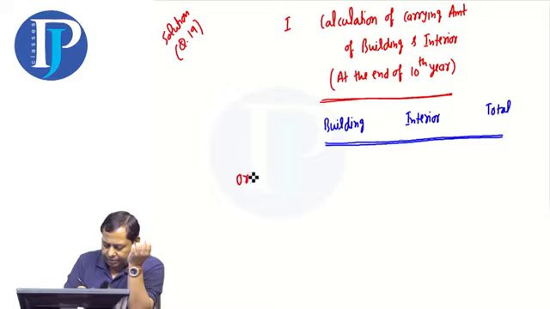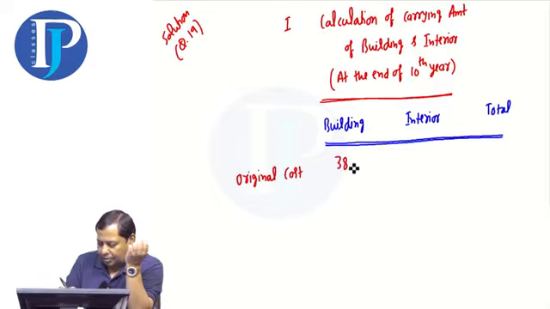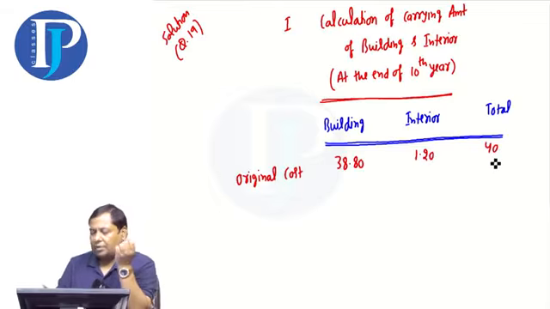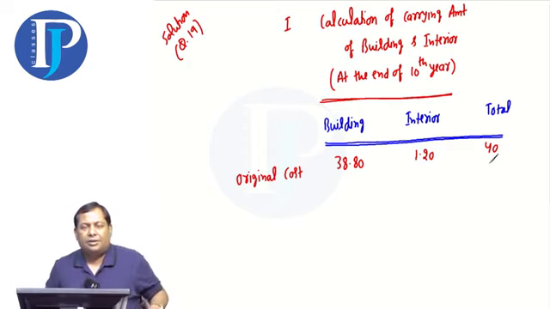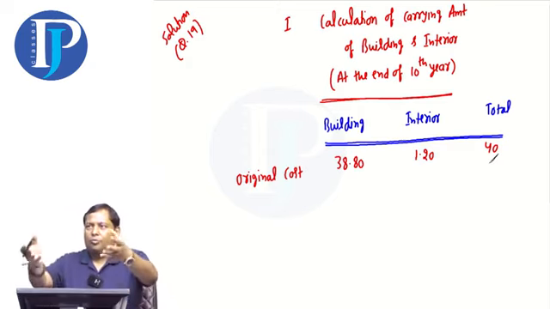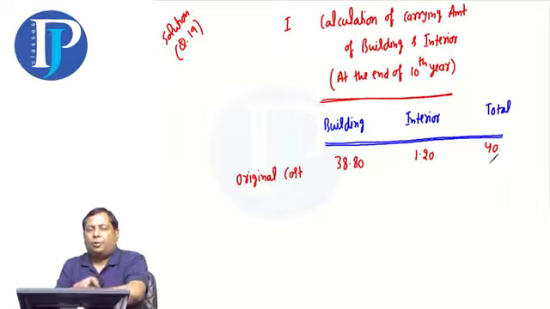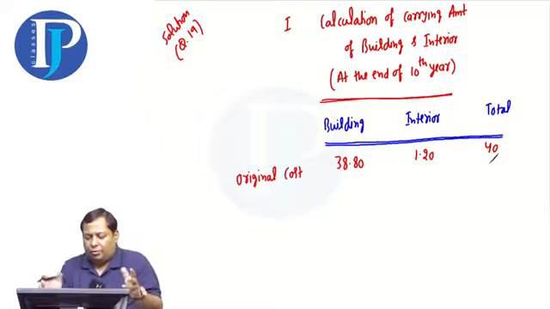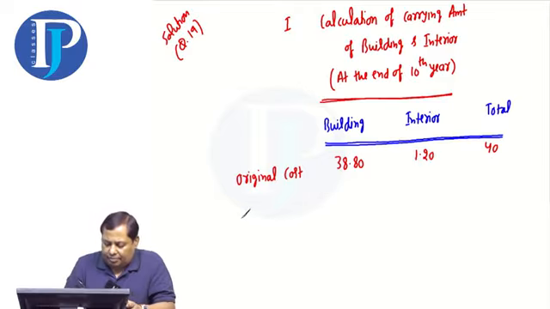I have written original cost: 38.8, 1.2. Total is 40 crore. Payment for interior is not paid separately. The building was purchased for 40 crore and it was all inclusive. So the old interior is all inclusive in the price. I will deduct depreciation. Depreciation for 10 years.